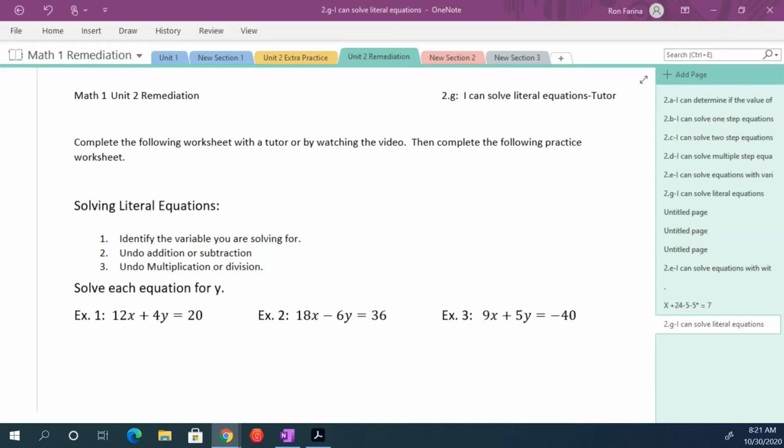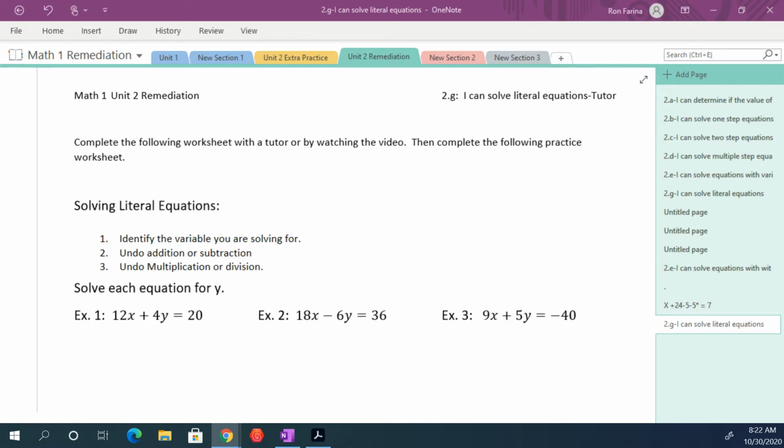Hello, Math 1. This lesson's on 2.g, which is solving literal equations. Now, this tends to be probably one of the more difficult topics for students in math, and not only math, but science also. So we need to make sure we pay attention to strategies on how to approach different problems. Now, there's really no set process for solving literal equations, right?